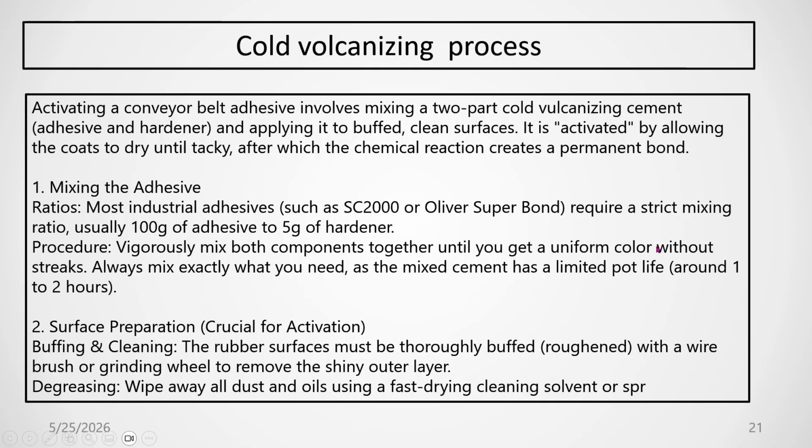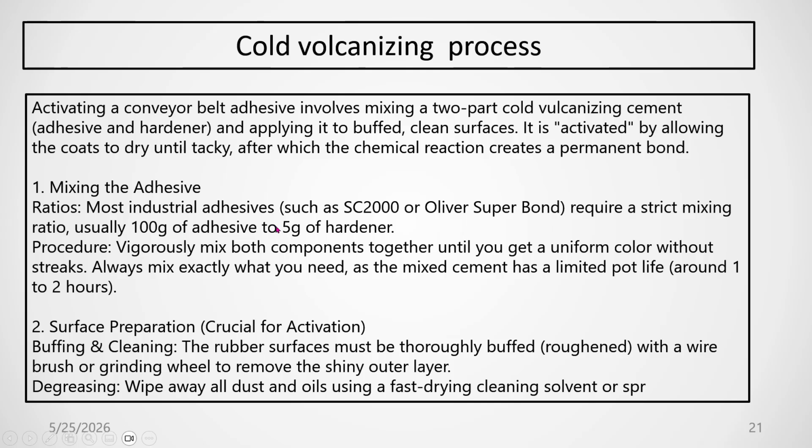So this is the cold vulcanizing process. I will tell you how cold vulcanizing takes place. The mixing: there are two types of material we are using, one is adhesive and the other is hardener. The mixing will be 100 to the hardener as per the specification given.